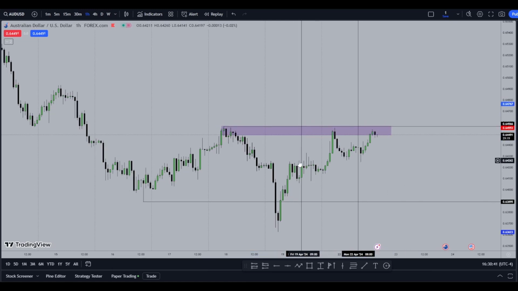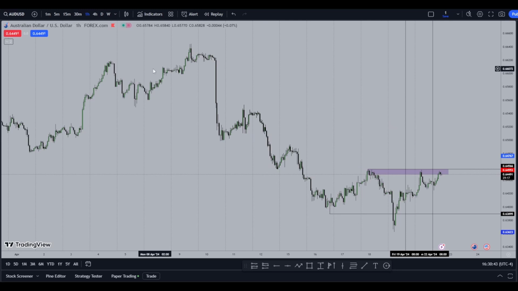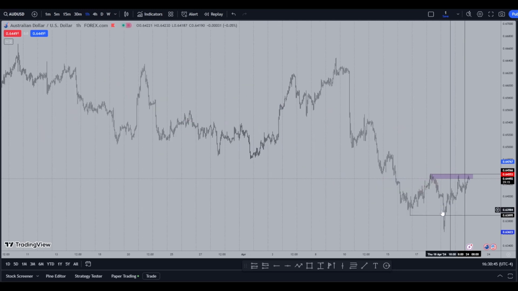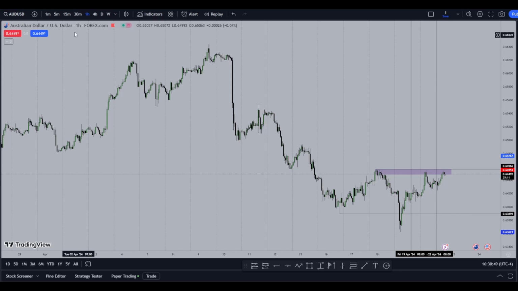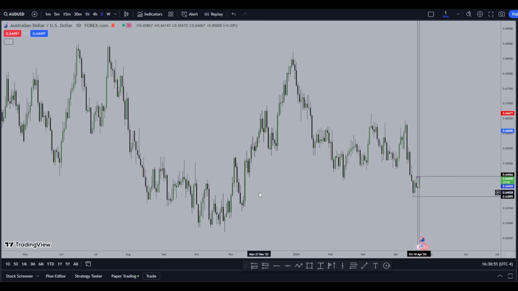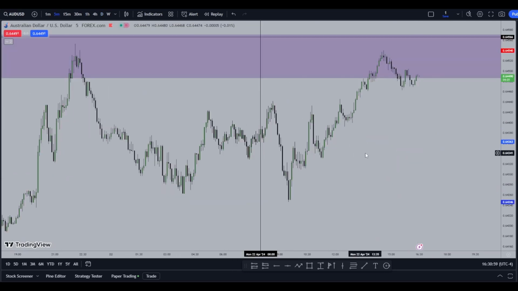So with this, you should not look for the macro trend, the big picture trend. You should look for the short-term trend to trade on the 5-minute time frame, because this is the mistake lots of people make. They look for the bias on the daily time frame and then go on the 5-minute time frame to take the trades.